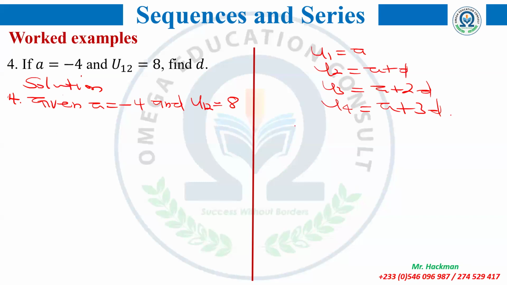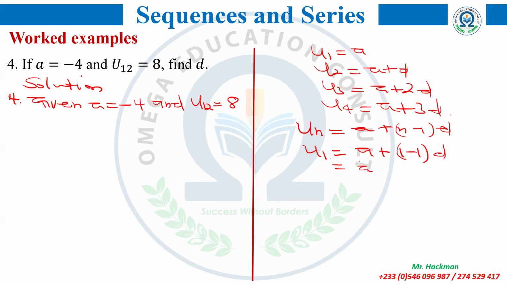You know the general formula of U sub n is equal to what? A plus n minus 1 times D, am I right? So the general formula for any AP is this. If I'm looking for U sub 1 for any AP, it will be my A plus, I know my n, so it will be 1 minus 1, then D, which will give me A plus 0D, which will give me A. So that's why U sub 1 is always equal to A. Is that clear?